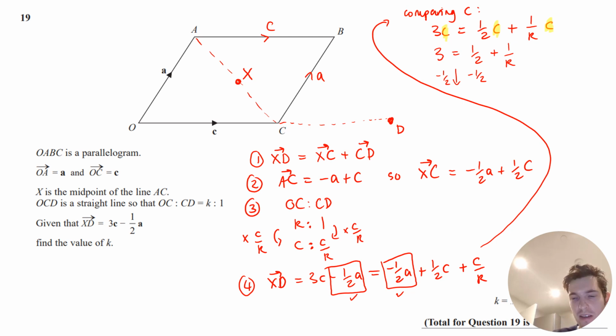So 3 minus a half is 2.5, or 5 over 2, which is 1 over k. And now I'm going to cross multiply. So writing it over here, running out of space a bit. So 5k equals 2, and then k is equal to 2/5.